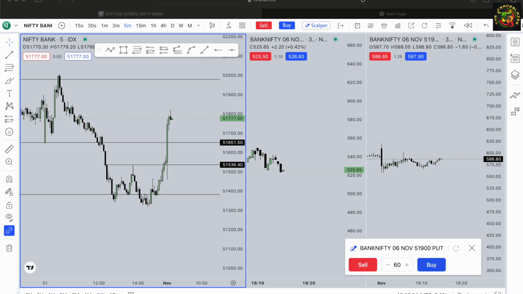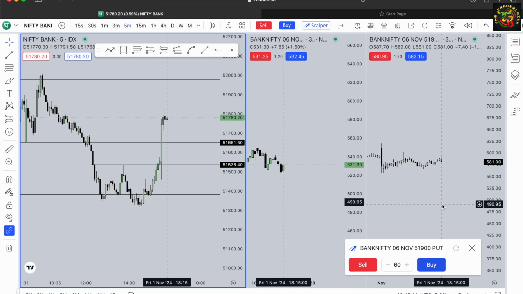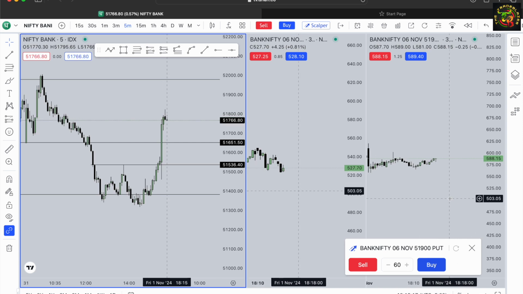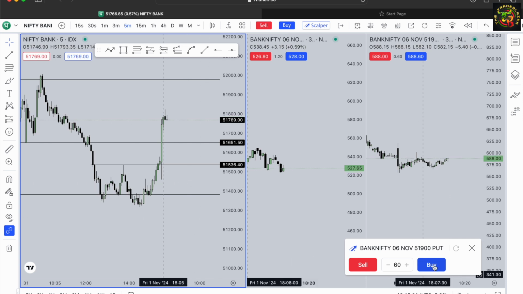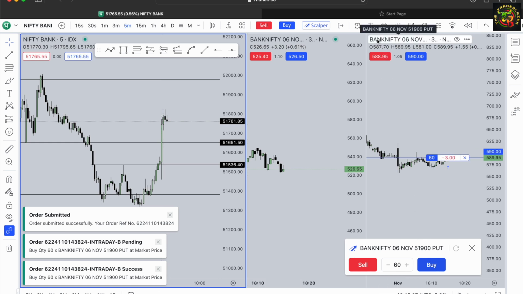Now I got the confirmation in terms of price action as well, guys. You can see that there is an inverted hammer formed, right in the mitigation block. So I will try to buy the put here. Just a 60 quantity in the other account as well. It's just 30 quantity I wanted to buy for Muhurat trading, right? So I just bought 60 quantity of the 51,900 put over here.